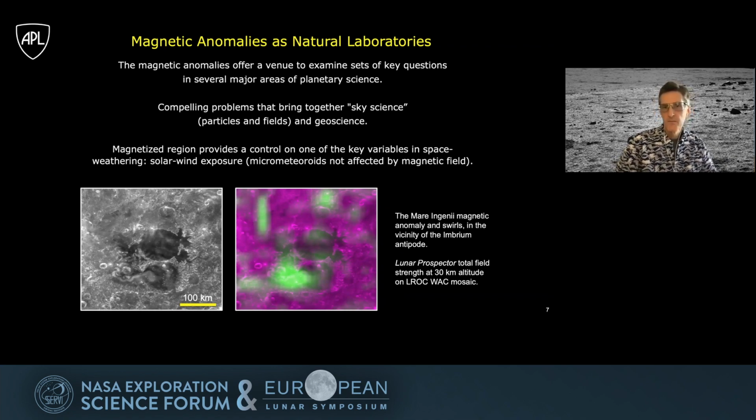One in particular, when it comes to space weathering, it's likely that the surface within a magnetic anomaly experiences an atypical space weathering environment. It's thought that the two prime agents of space weathering are solar wind exposure and micrometeoroid bombardment, but the shielding effect of the magnetic field should attenuate the solar wind to some degree, but it won't affect the micrometeoroids. So we've really got a great control experiment on understanding these two key variables.